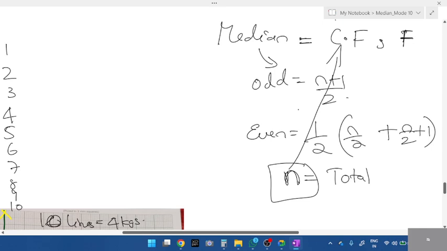Now you will remember for median what is required. You obviously need n value. For that n, what is required? You need cumulative frequency. Understood all of y'all? Is it clear?